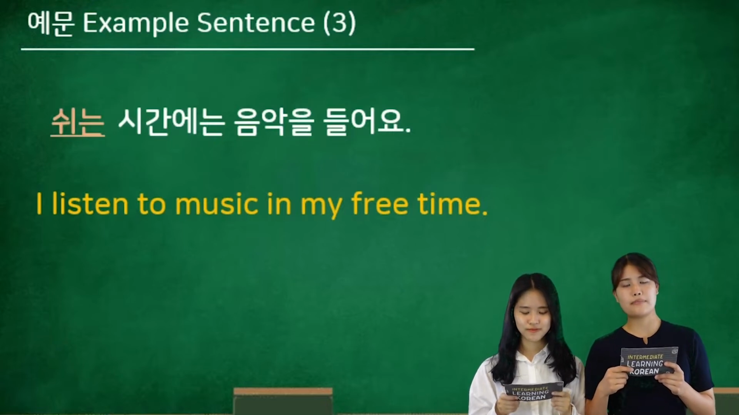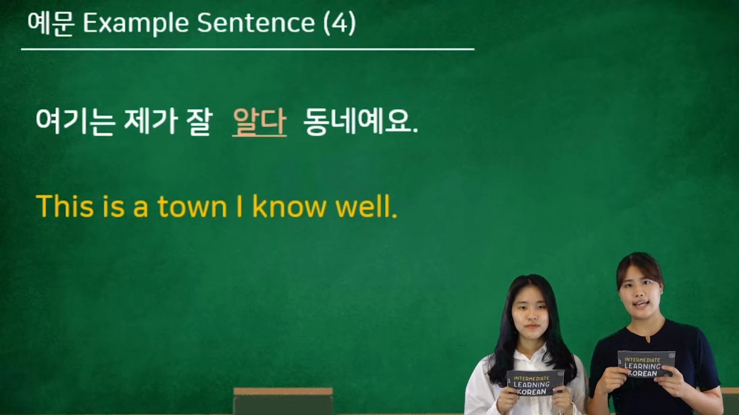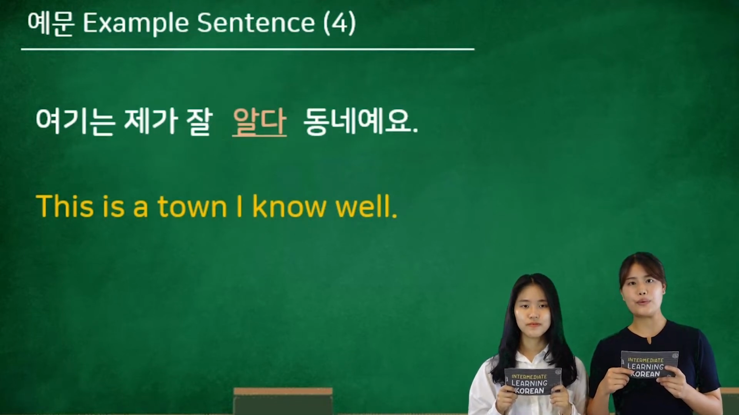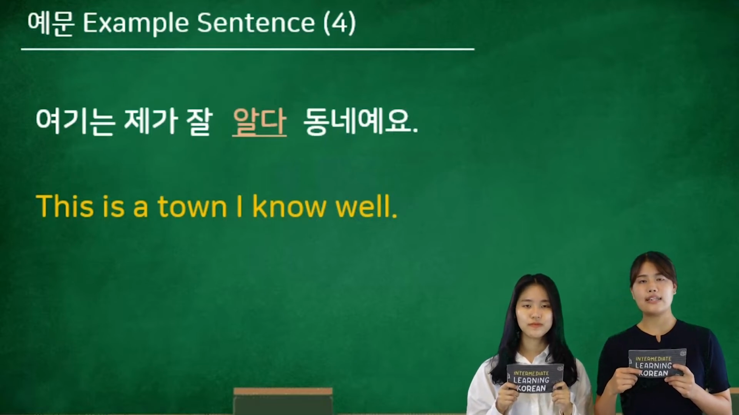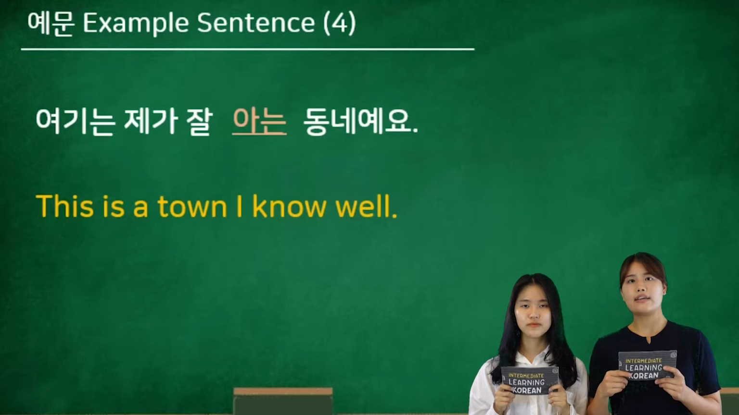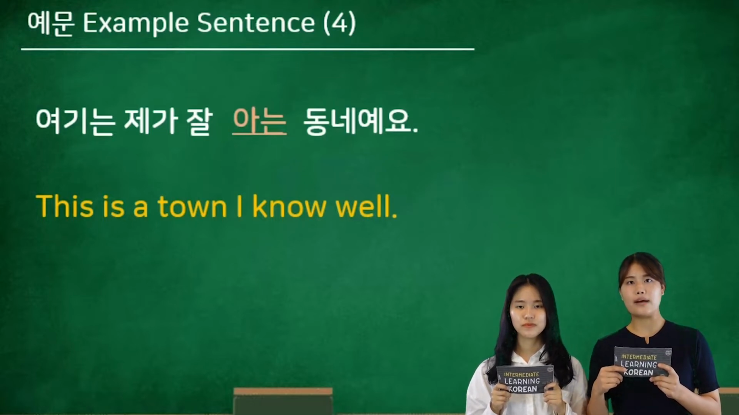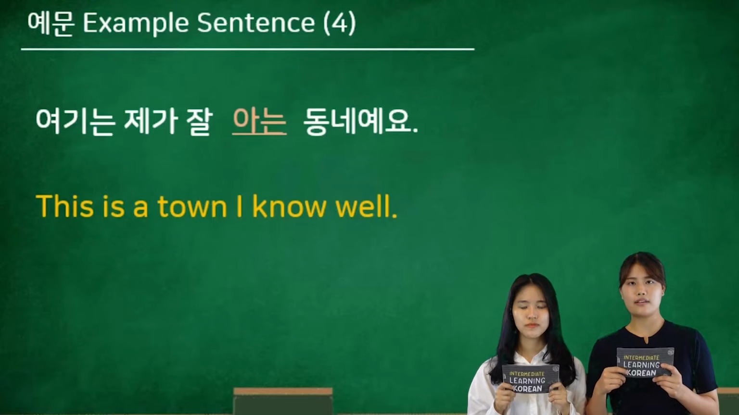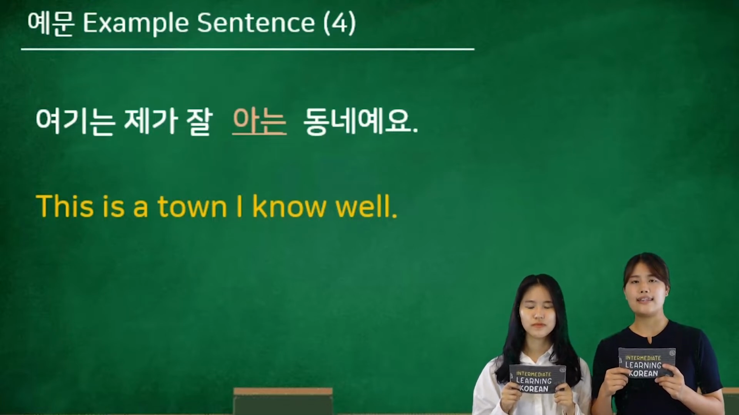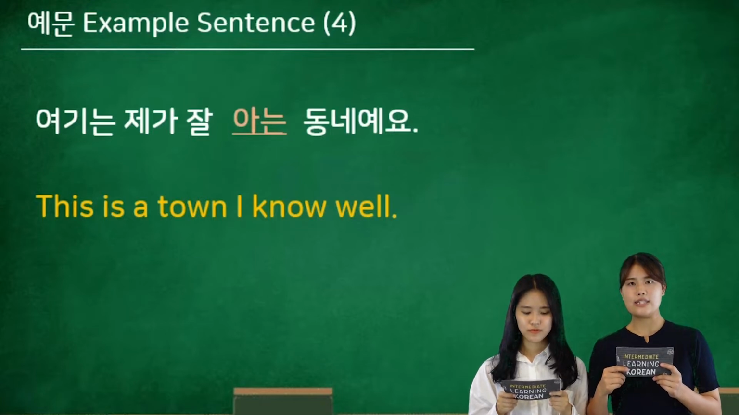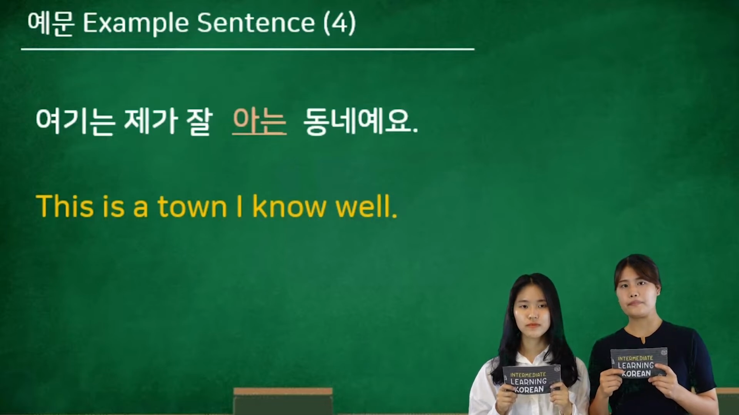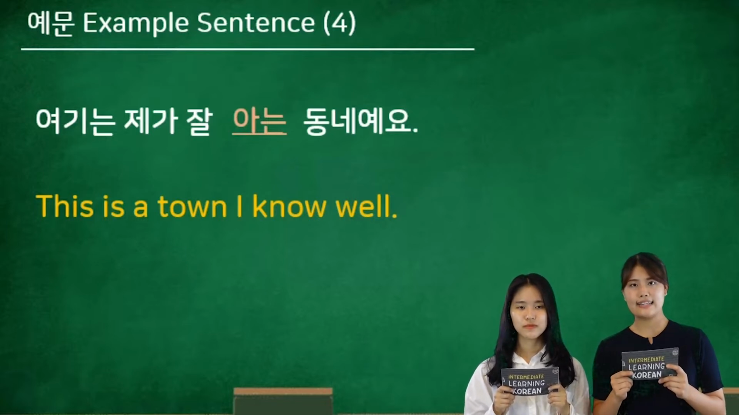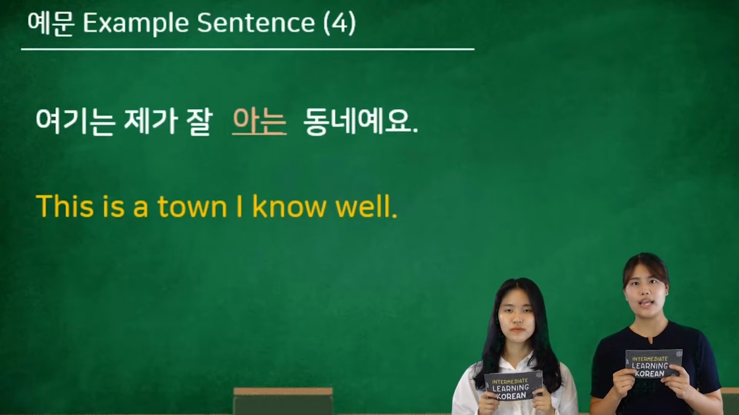This is the fourth example sentence. 여기는 제가 잘 알다 동네예요. Applying the grammar we learned today, it becomes the sentence 여기는 제가 잘 아는 동네예요. Here, if you delete 다 from the verb 알다, you can see that the final consonant is 리을, right? Then we can use 는. So it becomes 아는. Let's say it together. 여기는 제가 잘 아는 동네예요.